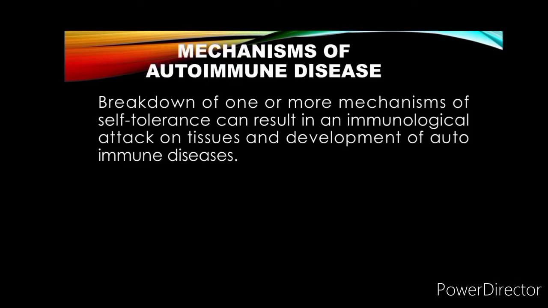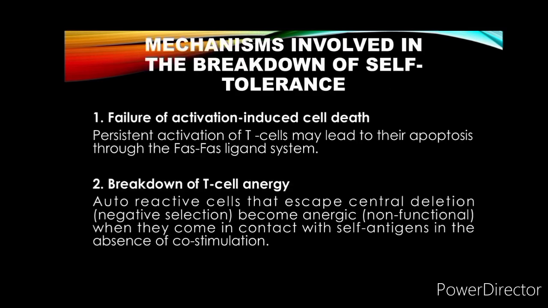Mechanisms of autoimmune disease. Breakdown of one or more mechanisms of self-tolerance can result in an immunological attack on tissues and development of autoimmune diseases. Mechanisms involved in breakdown of self-tolerance. Number 1. Failure of activation-induced cell death. Persistent activation of T cells may lead to their apoptosis through the Fas ligand system. This means that a defect in this pathway may allow persistence and proliferation of autoreactive T cells in the peripheral tissues.